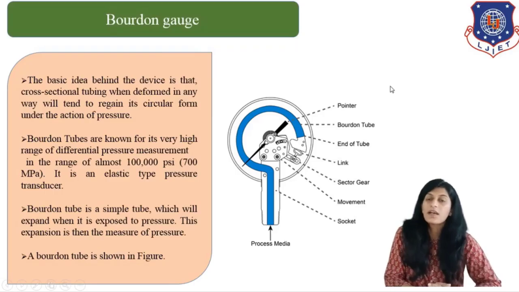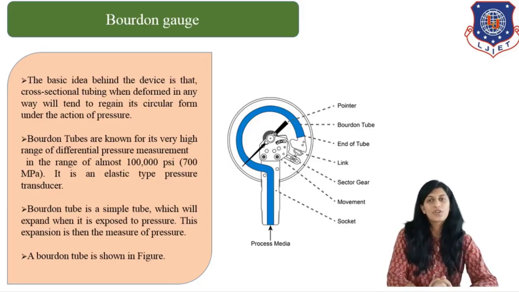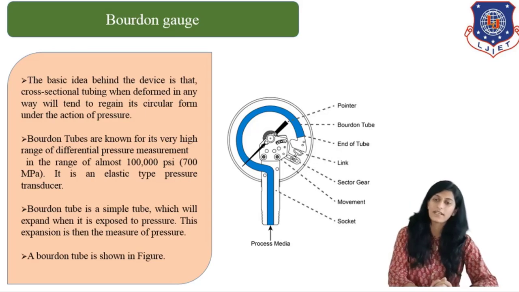Now, this was all about different types of manometer. Now let us discuss what a Bourdon gauge is, used to determine the pressure. So a Bourdon gauge is basically a pressure measuring equipment, and it is used to determine the pressure of different equipment.